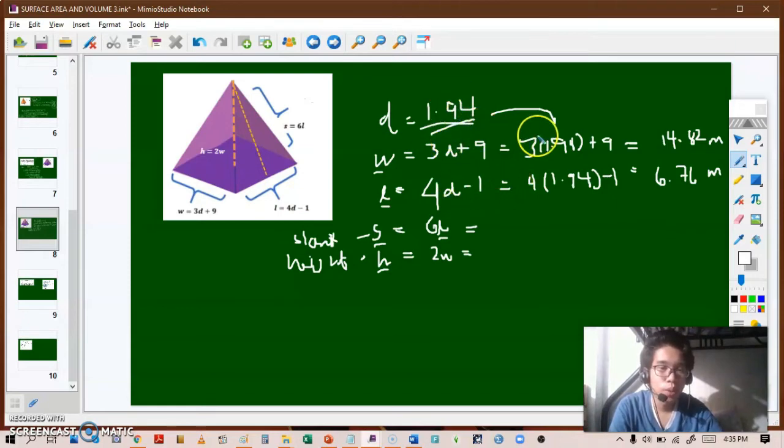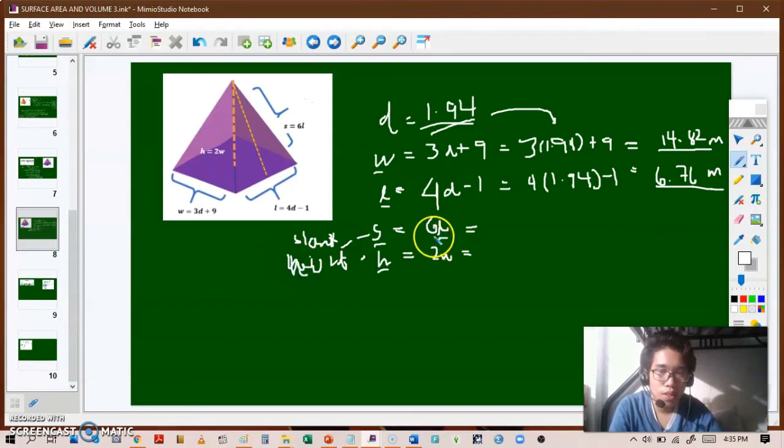So d is equal to 1.94. We substitute 3 times 1.94 plus 9, and you get 14.82 meters. And for the length, you have 4 times 1.94, that will be 7.76, minus 1, that will give you 6.76 meters. And now we need to solve for the slant height and the height of the pyramid itself.